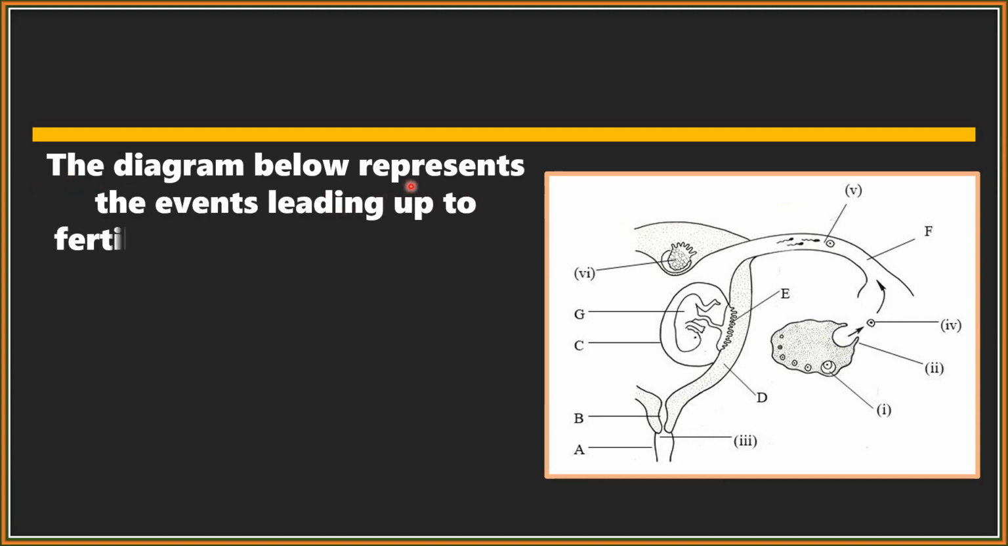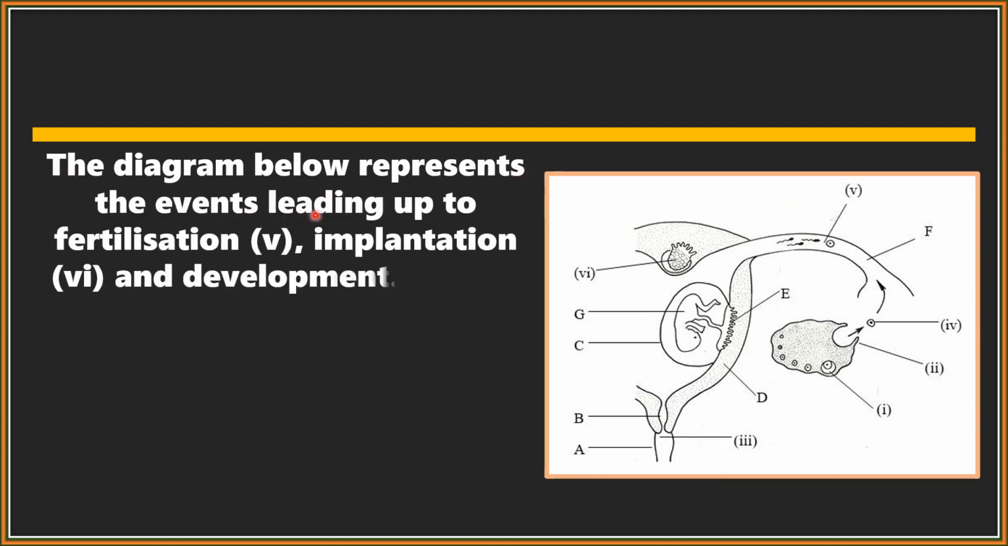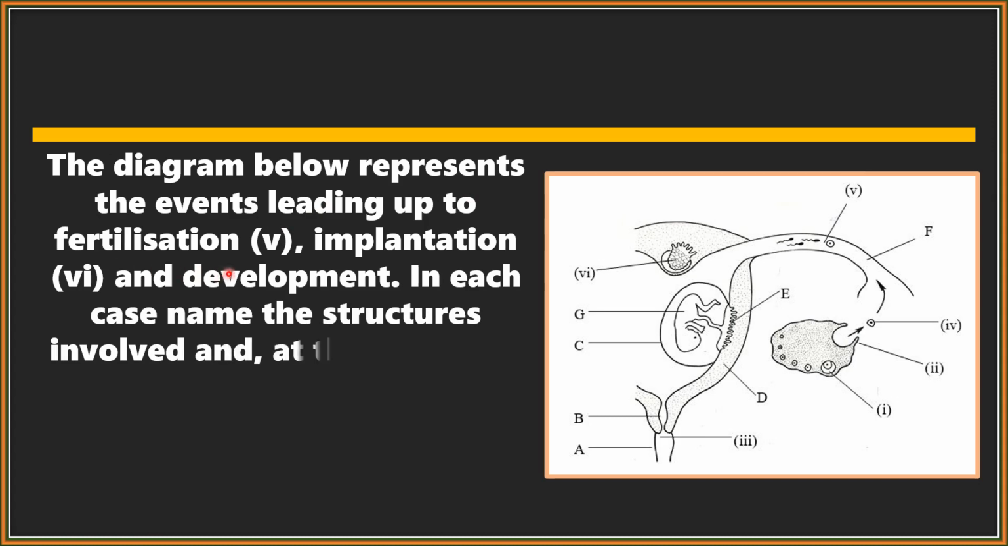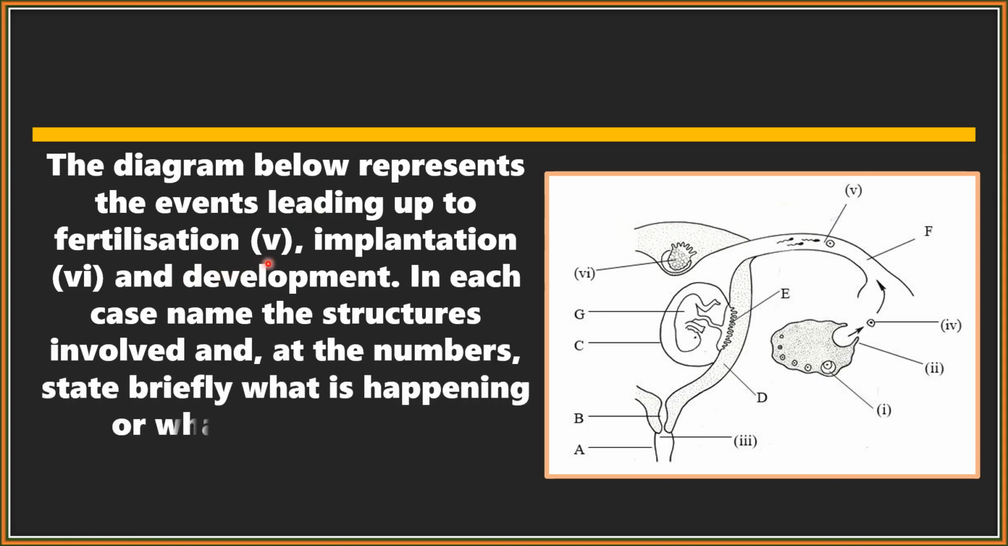The diagram below represents the events leading up to fertilization, implantation and development. In each case, name the structures involved and at the numbers, state briefly what is happening or what has happened previously.